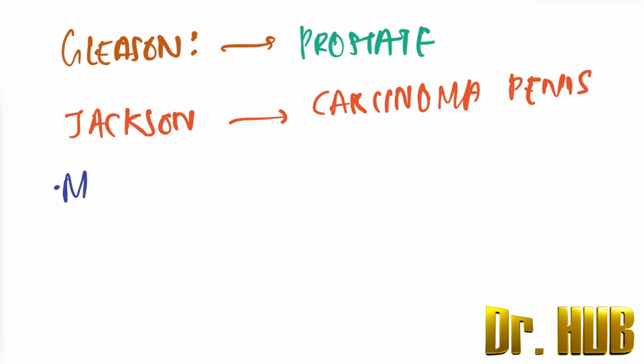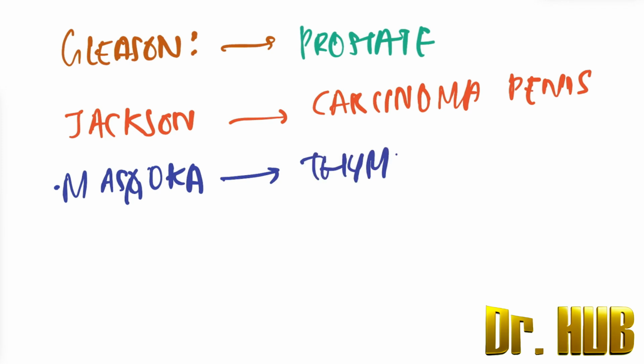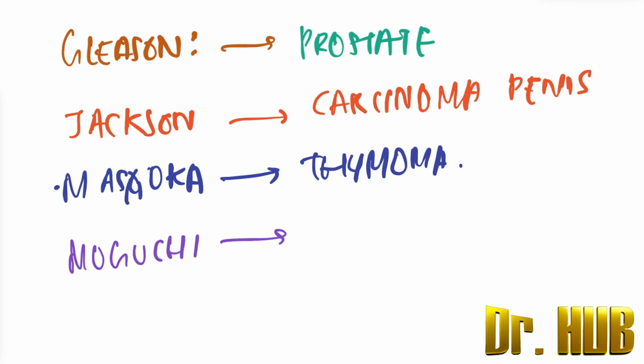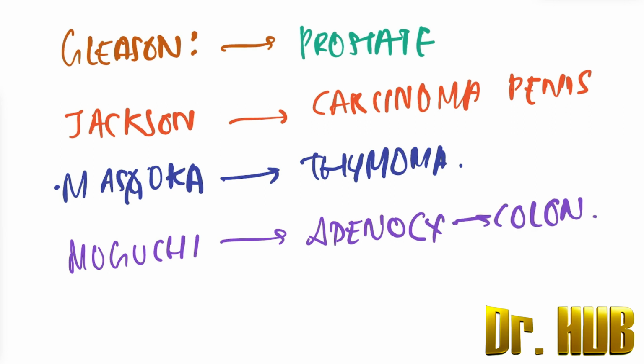Then the Masaoka. The Masaoka staging is for the thymoma. And the Noguchi. Noguchi is for adenocarcinoma of the colon. So Masaoka is for the thymoma and Noguchi is for the adenocarcinoma.